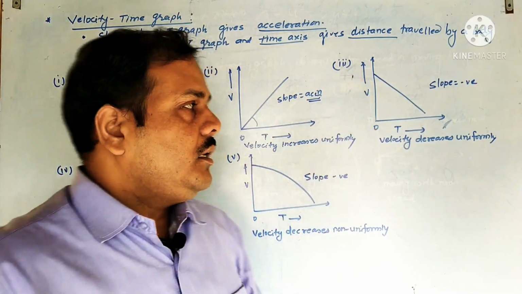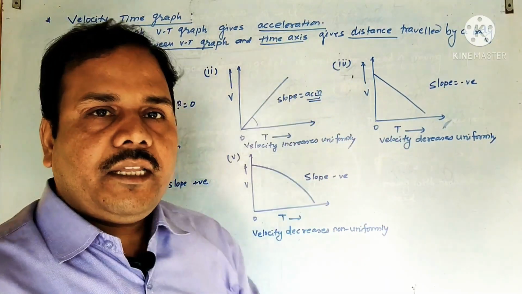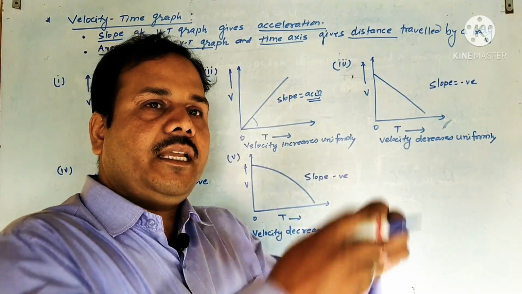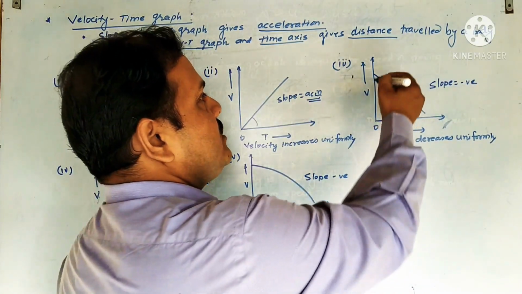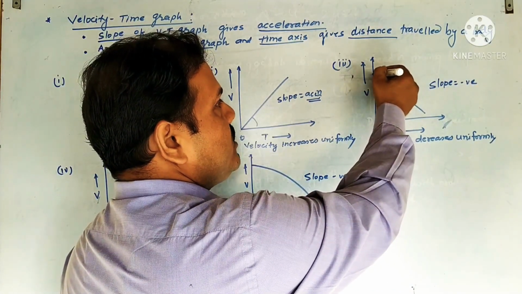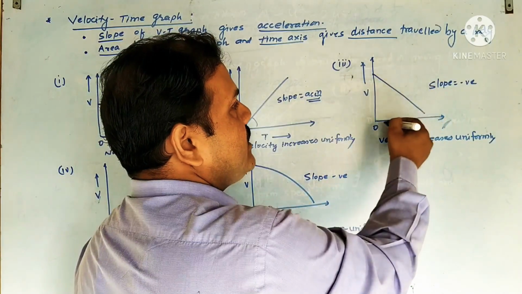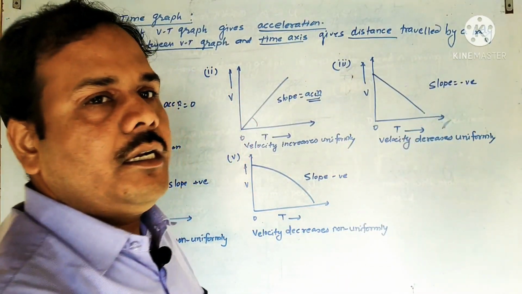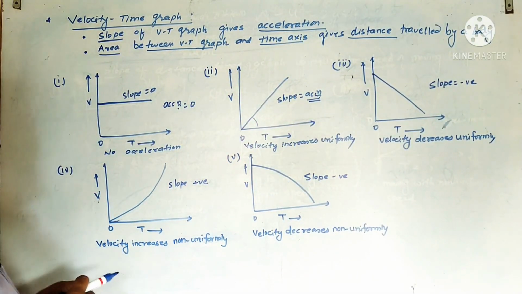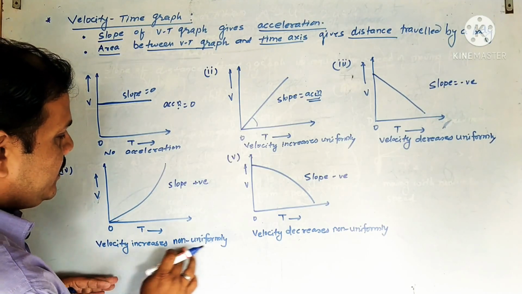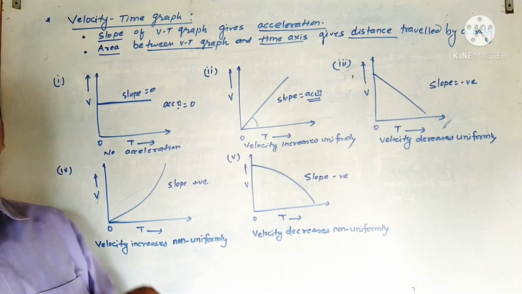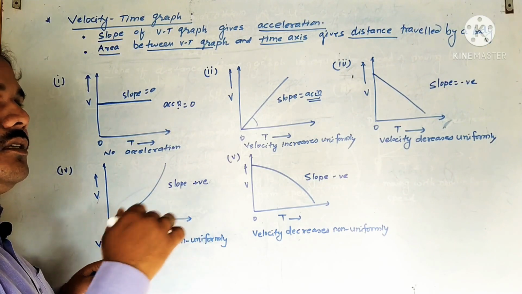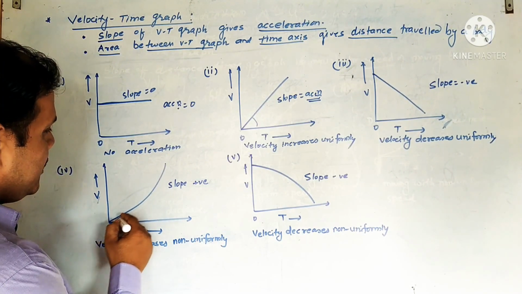In third case, if that velocity decreases uniformly, okay, मतलब एक रेट से डिक्रीज हो रहा है, in that case the graph will be like this, means velocity पहले ज्यादा था, अब धीरे धीरे as the time passes ये decrease करते जा रहा है. ठीक है, in fourth case, see here that when the velocity increases but not at a uniform rate, that is non-uniformly, in that case the curve will be like that.